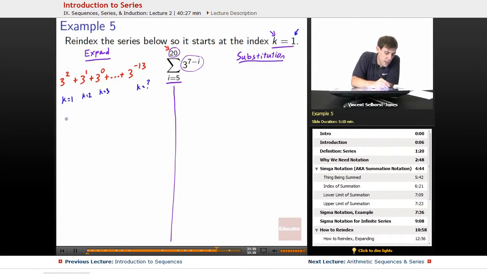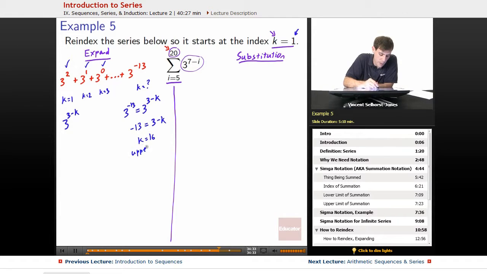What we've got here, it looks like we could write this as 3 to the 3 minus k. Right? 3 to the 3 minus 1 would get us 3 squared. The next one, 3 to the 3 minus 2, would get us 3 to the 1. Hey, that works out. At k equals 3 on our third term, we'd have 3 to the 3 minus 3, which is 3 to the 0. Hey, that works out. So if we're going to have 3 to the negative 13 equals 3 to the 3 minus some k, then negative 13 has to be equal to 3 minus k. So we've got k equals 16 as our upper limit as well. Great. So that makes sense.